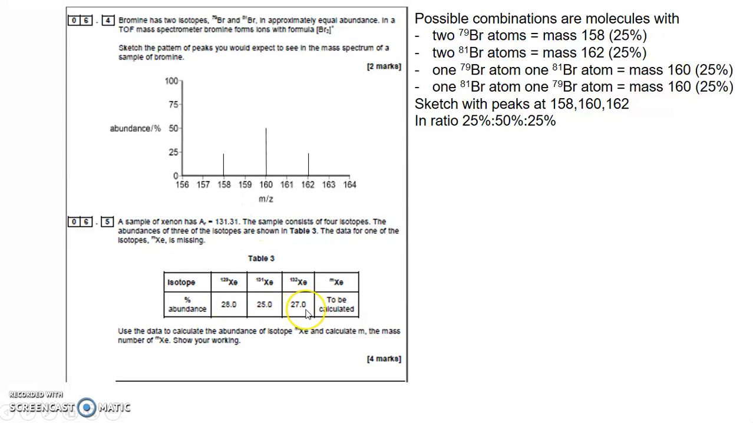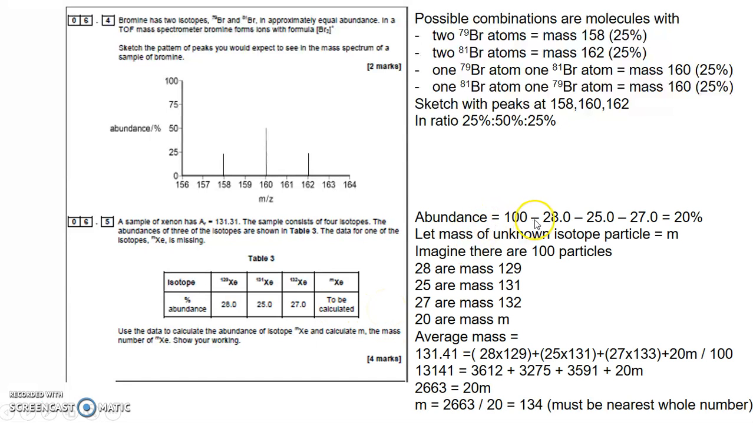When I've got percentages, I think it's easier to imagine that I've got 100 particles in my sample. So for this isotope I've got 28 particles, for this isotope I've got 25 particles, for this isotope I've got 27 particles, and then I've got a certain number of particles of this. That's what I've got to try and work out. So the percentage abundance is 100, take away 28, take away 25, take away 27, I've got 20% of this. So 28% is this one, 25% is this one, 27% of this one, and by subtraction, the remaining percentage must be 20%. So all of these add up to 100%.